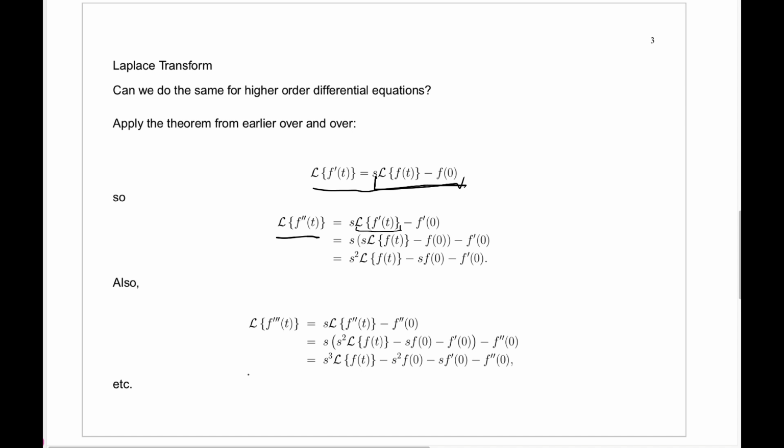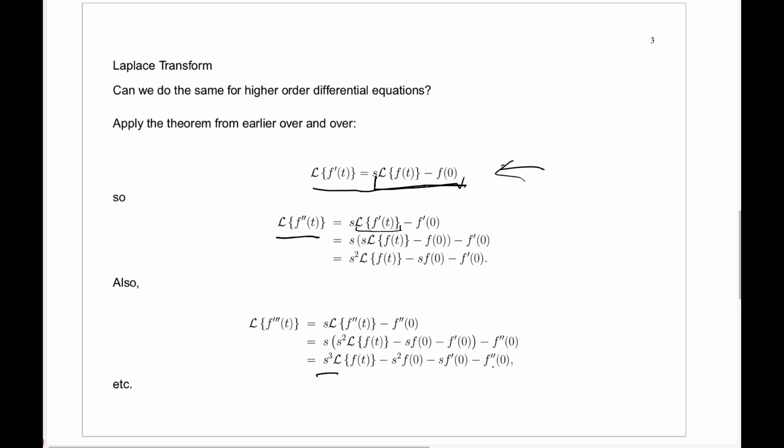Can we keep doing that? We can do it over and over again. So the Laplace transform of f triple prime is just what we get when we apply this original formula to f double prime, and then we put in what the Laplace transform of f double prime was, and we end up with the Laplace transform of f triple prime of t is s cubed times the Laplace transform of f, and then we have all of these other terms that depend on f of 0: s squared times f of 0 minus s times f prime of 0 minus f double prime of 0.